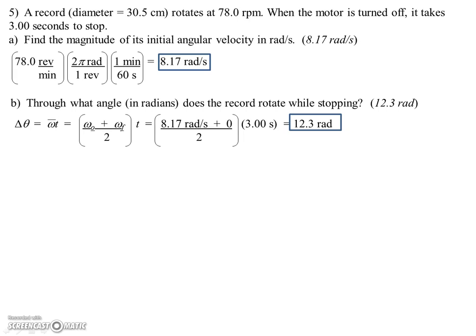If you had gone and found the angular acceleration and used one of the other angular displacement equations, I'm sure you'll also get 12.3 radians within rounding. Minor differences here and there. A little more complicated to use that one, though.